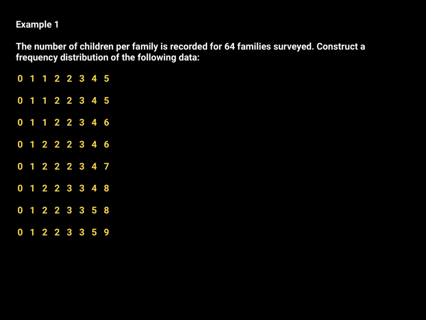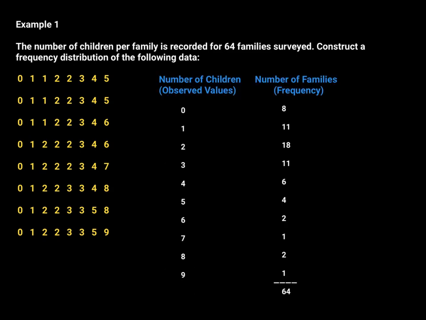Okay, so since this is a lot of pieces of data, we are going to make a frequency distribution for this data. So here's our frequency distribution. In the first column, we have the number of children, which is our observed values. And then in the second column, we have the number of families, which is our frequency.